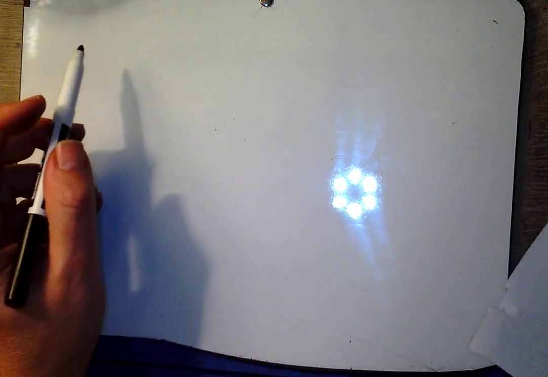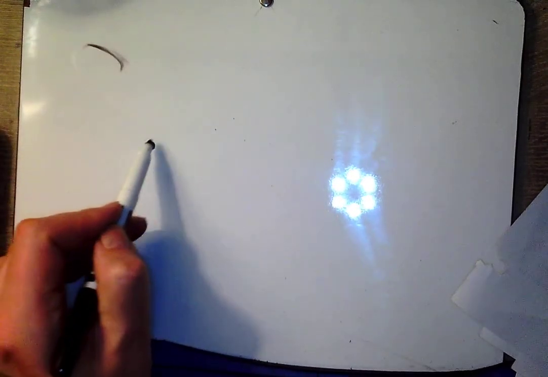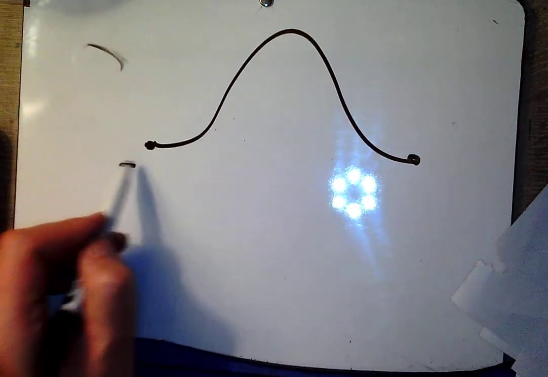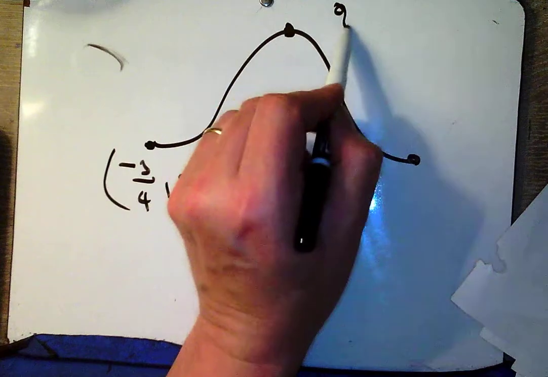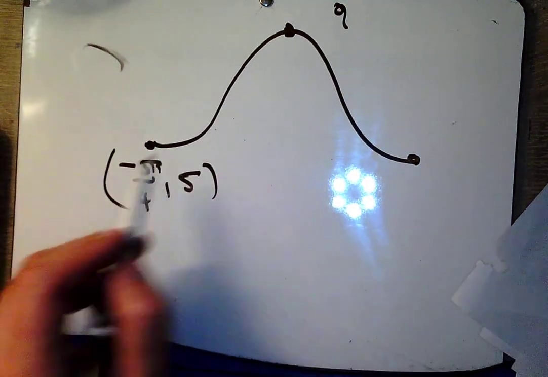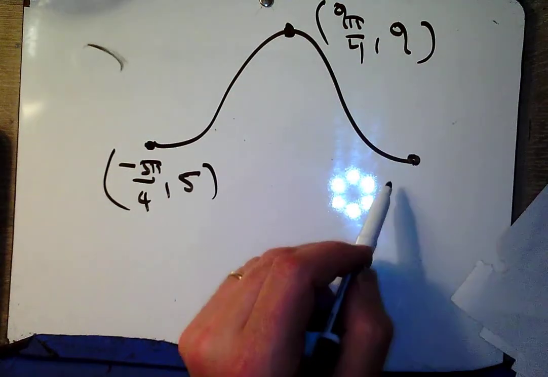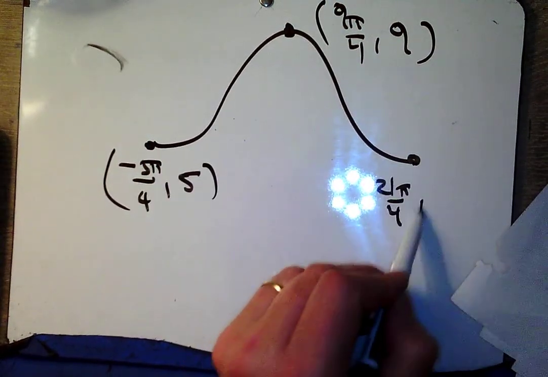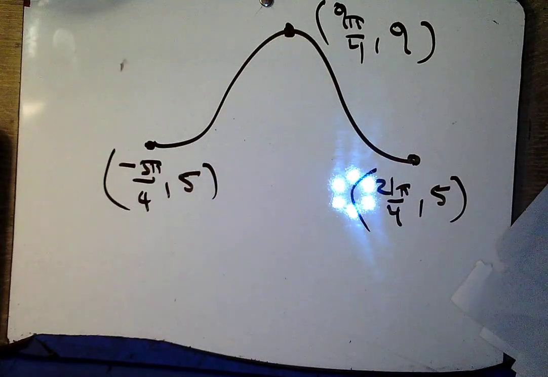Okay, are you feeling good about this? Do you want another one? I'll give you one more. How about this one? Negative 3 pi over 4 here, 5, 4, 9, and here, 21 pi over 4, 5. Okay, write the equation.